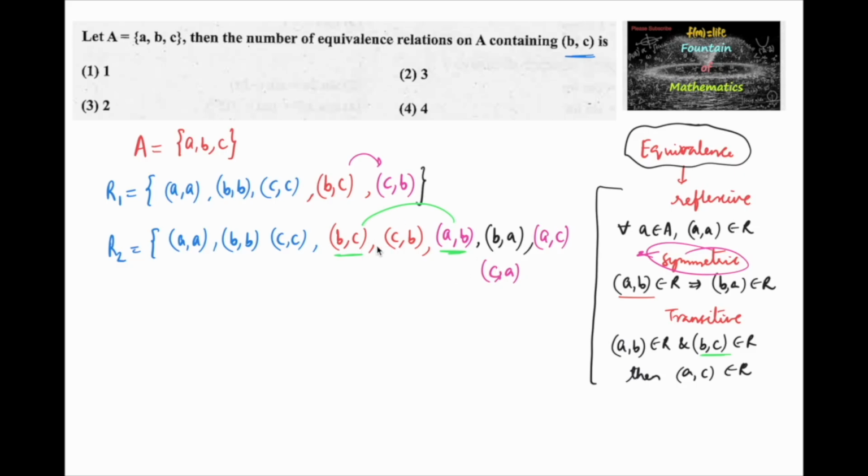So if you take one extra element, that is A comma B, we need to consider B comma A and then A comma C and then again C comma A. So almost all the ordered pairs are there, 1, 2, 3, 4, 5, 6, 7, 8, 9, which is A cross A. So this is the maximum possibility. So only these are the two relations where we can find equivalence. So the number of equivalence relations is only 2, which is option 3.